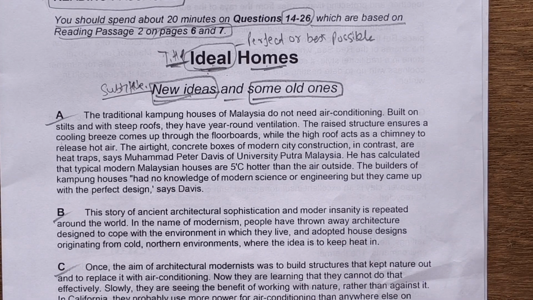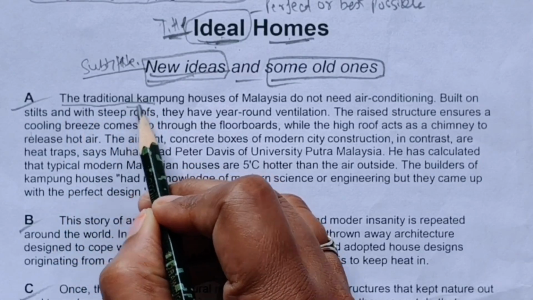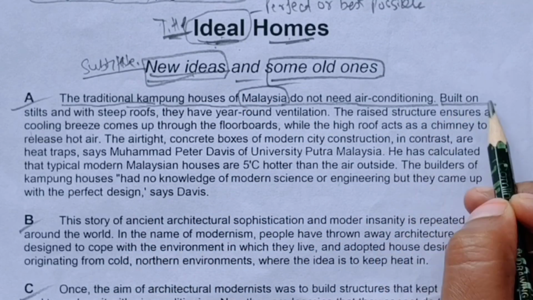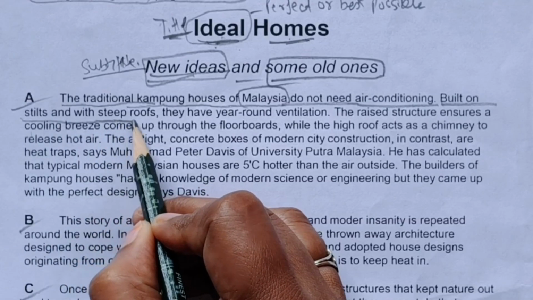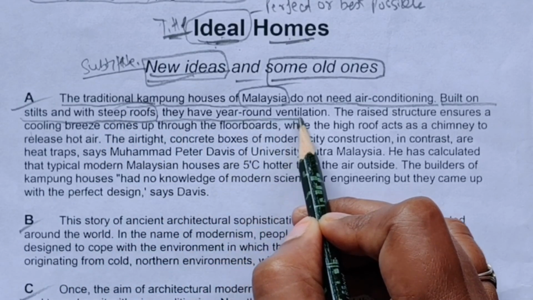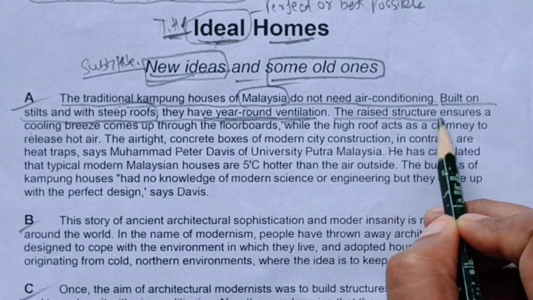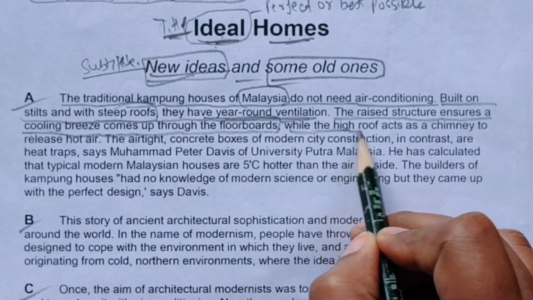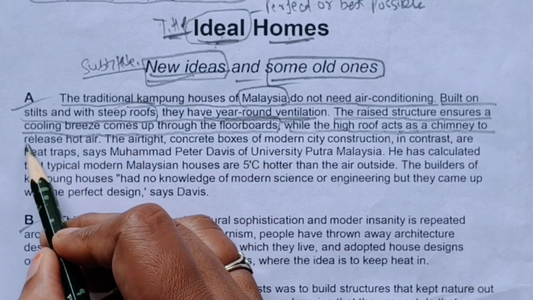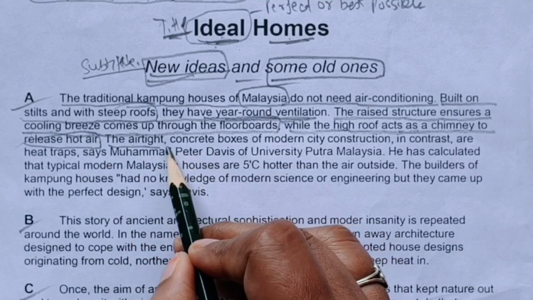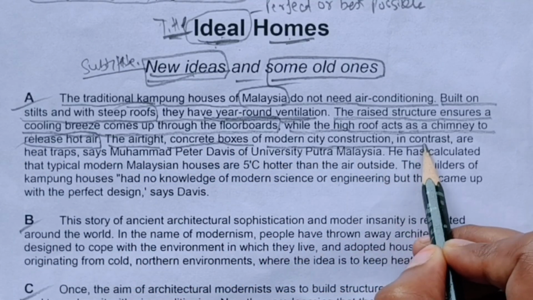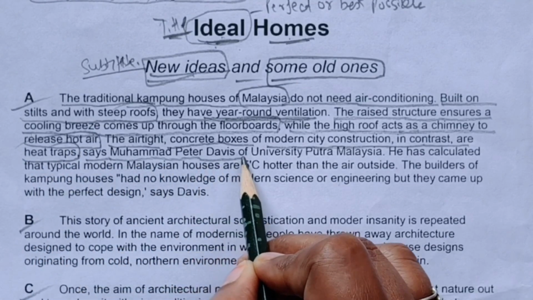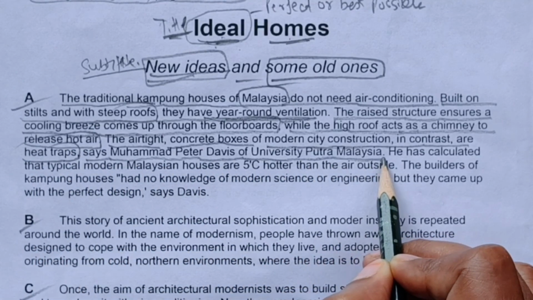Okay, friends? The traditional kampung houses of Malaysia do not need air conditioning. Built on stilts and with steep roofs, they have year-round ventilation. The raised structure ensures a cooling breeze comes up through the floorboards, while the high roof acts as a chimney to release hot air. The airtight concrete boxes of modern city construction, in contrast, are heat traps, says Muhammad Peter Davies of University Putra, Malaysia.